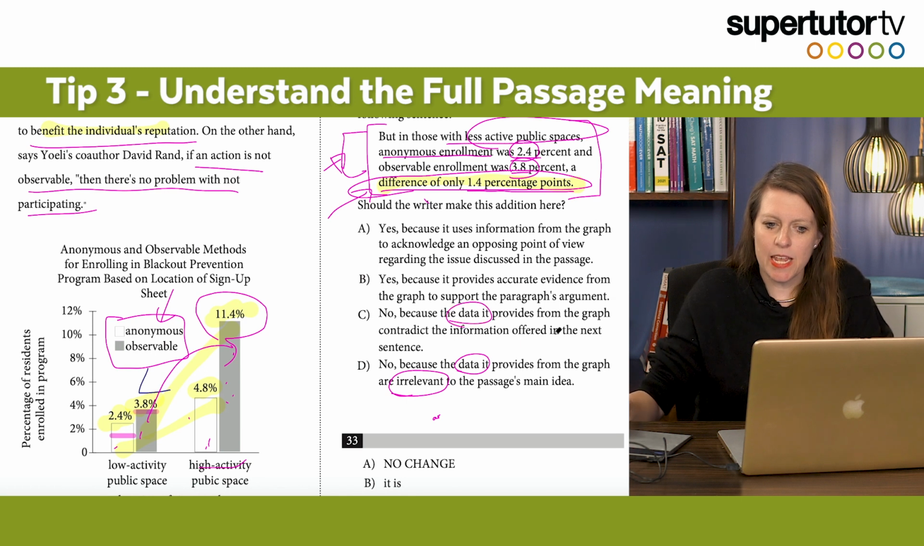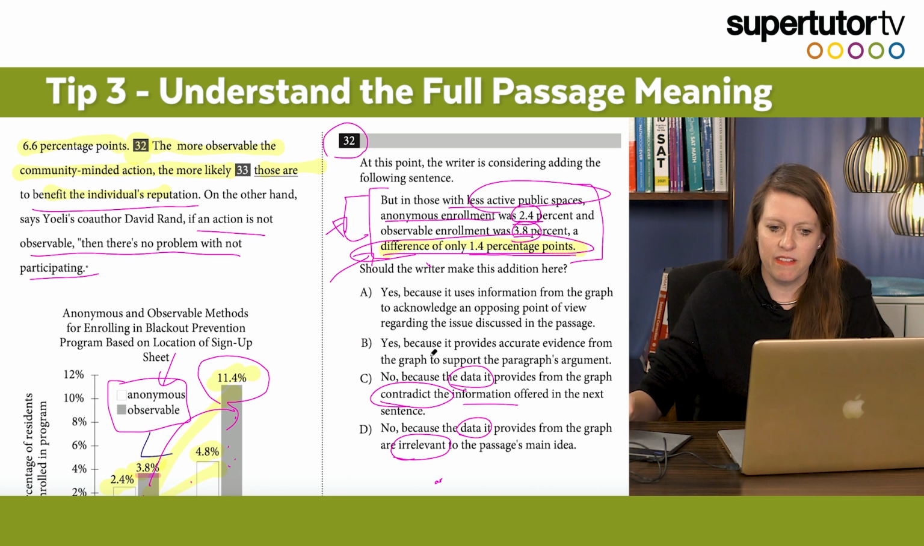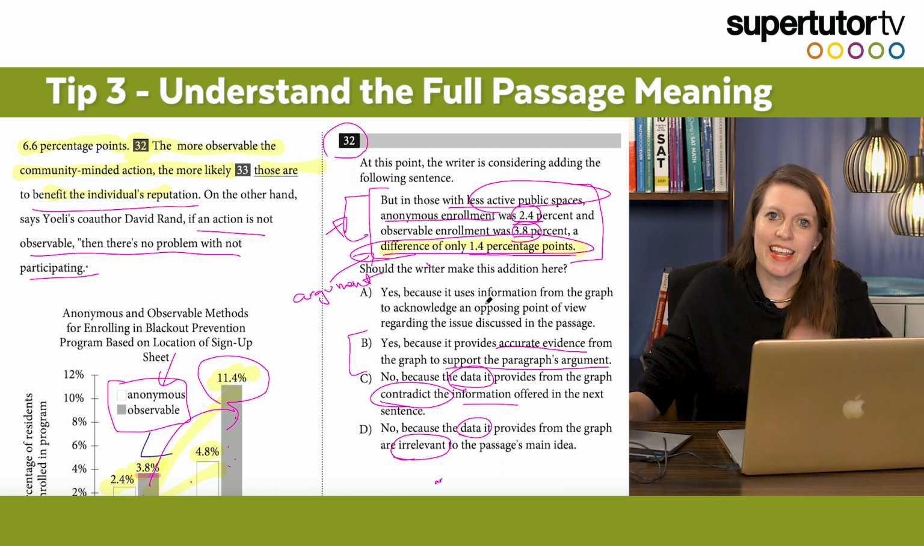No, because the data it provides contradict the information. No, this data doesn't contradict anything. Yes, because it provides accurate evidence from the graph to support the argument, yes. Now, I would argue the argument is sort of moot and stupid, but that's not what this says, and I can't do anything about it. Again, I can't edit it. I can just keep or delete. Yes, because it uses information from the graph to acknowledge an opposing viewpoint. There are no opposing viewpoints. This is out of nowhere. So that makes no sense.